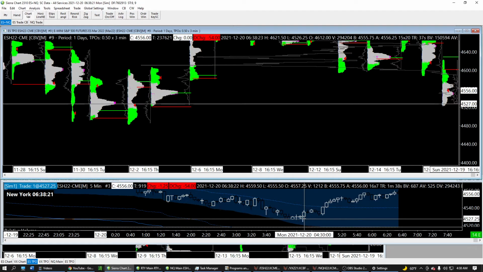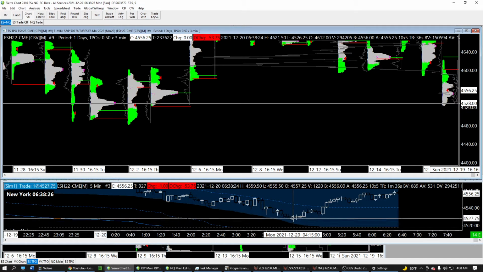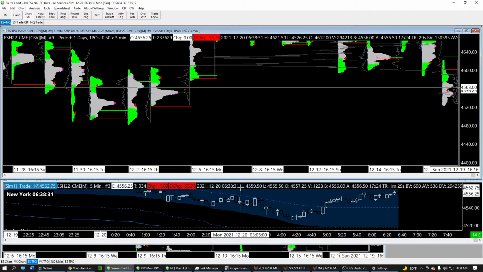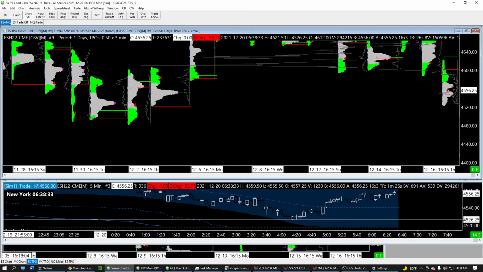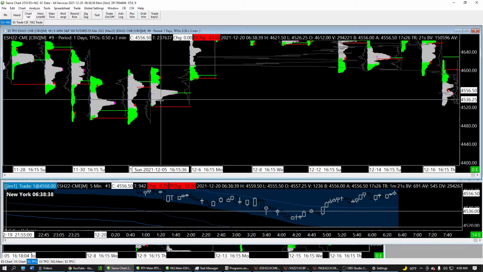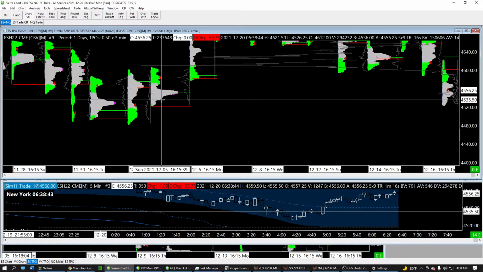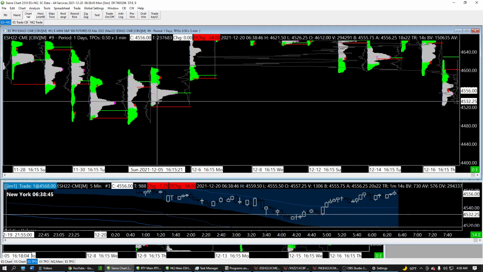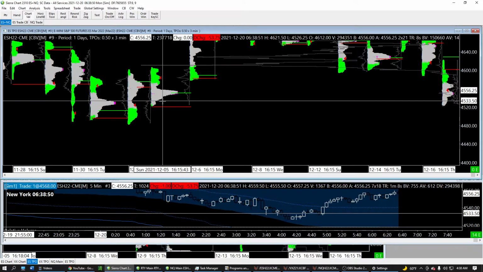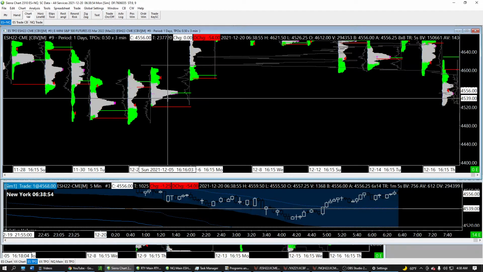So here at 28, why did it bounce at 28? Conveniently, it shows a line. Number one, that was a POC over here. Number two is the bottom of this profile. The better spot would have been here at 35. So it dipped below the bottom, the value area low of this profile, and then it decided to turn around. It decided not to drop down.